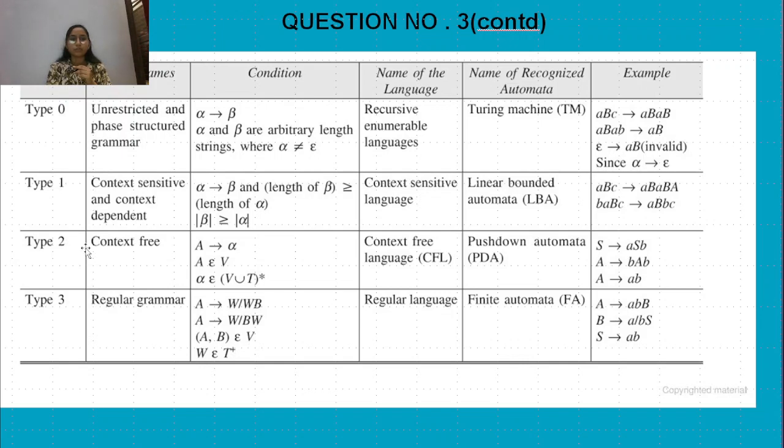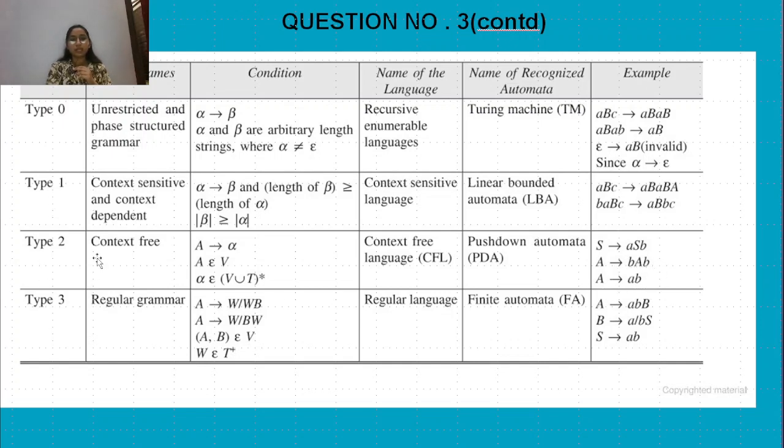Now type 2: another name of type 2 grammar is context free. Its condition is A belongs to N and alpha belongs to (N union T) star. Name of language is context free language. It can be recognized by PDA. And its example is S goes to ASB, A goes to BAB, A goes to AB.